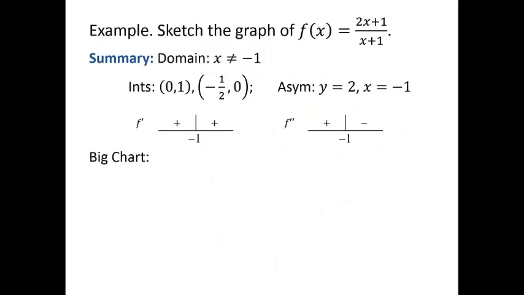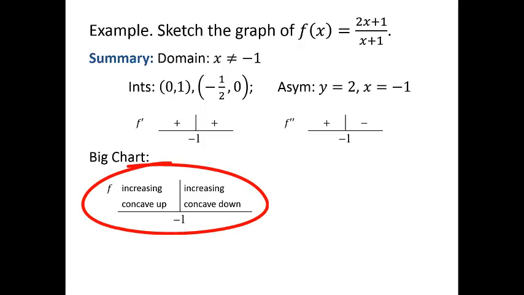Before sketching, I like to make one final chart, which I call the big chart. Here, I want to combine all of the information from the sign charts for the first and second derivative. From the first derivative, recall that f is increasing from negative infinity to negative 1, and then again from negative 1 to positive infinity. From the second derivative, we see that f is concave up from negative infinity to negative 1, and concave down from negative 1 to positive infinity. So now when sketching, we'll only look at this one chart, this big chart, instead of having to look at two separate charts.